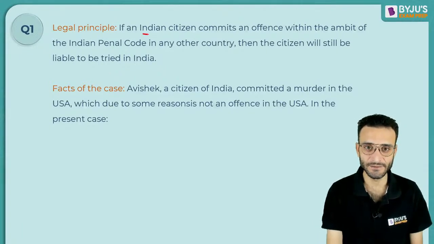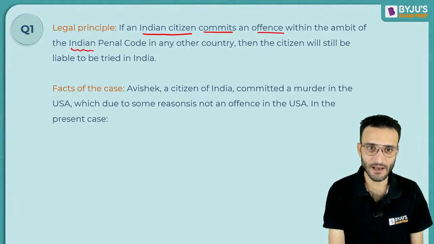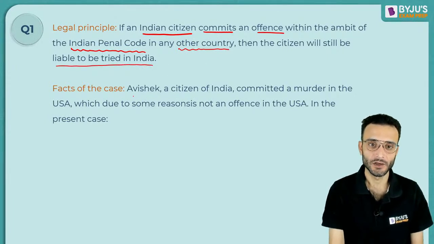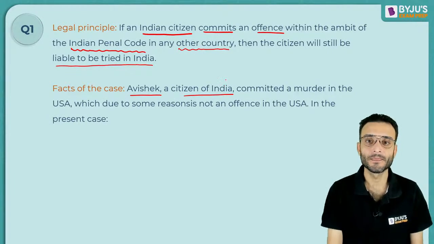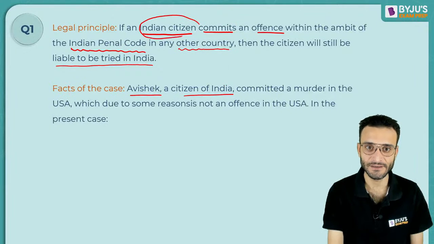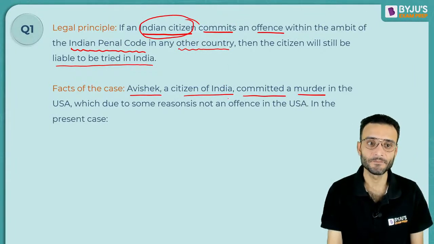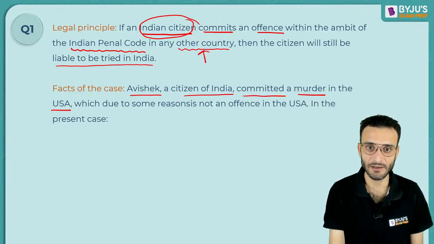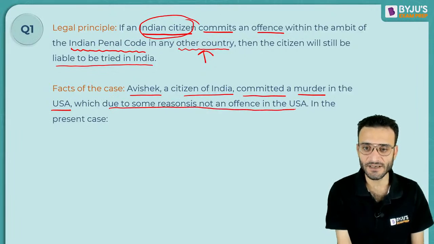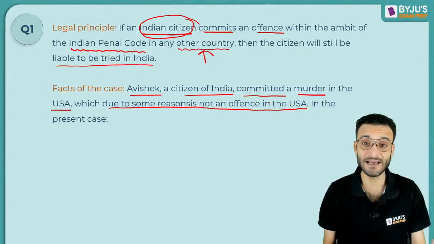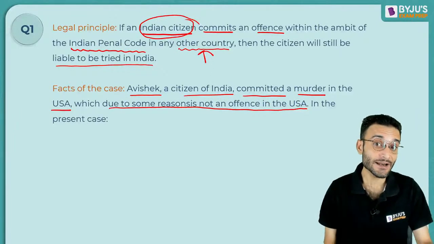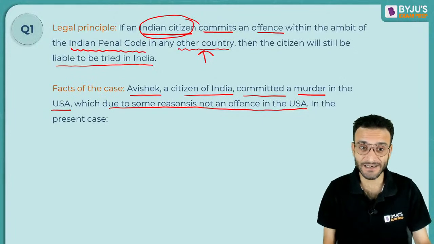An Indian citizen, if he commits an offense which is an offense under the Indian Penal Code in some other country, he is liable to be tried in India. Now, Abhishek is a citizen of India, so he is an Indian citizen, right? He has committed murder in USA, so in some other country he has committed murder. Due to some reason, it is not an offense in USA. So the act that he has committed in USA is not an offense in USA, but it is an offense in India, right?